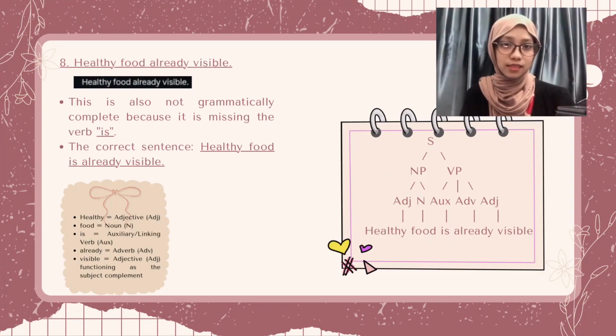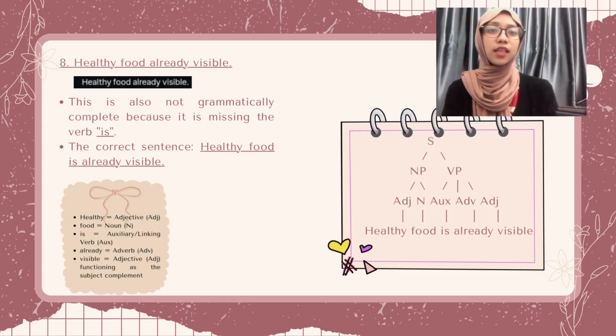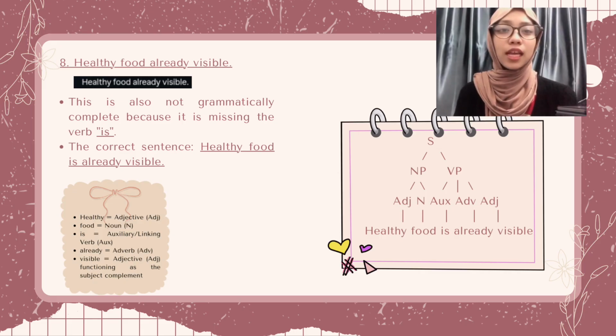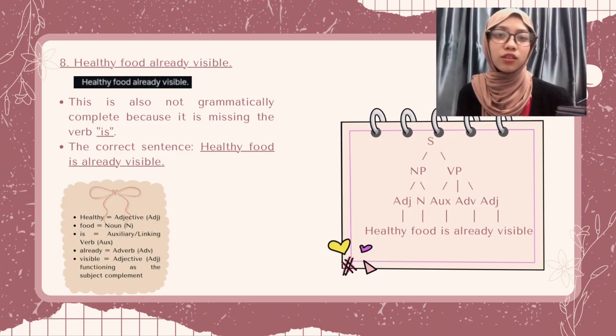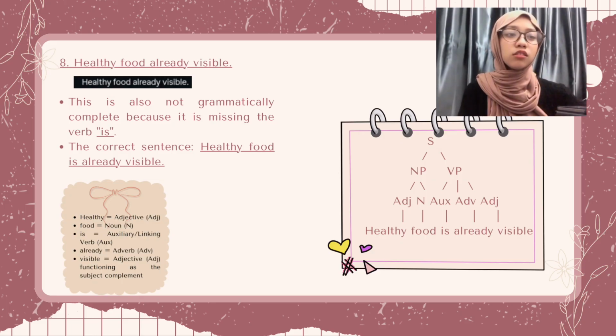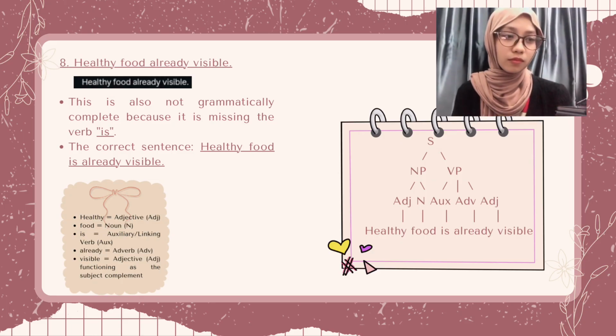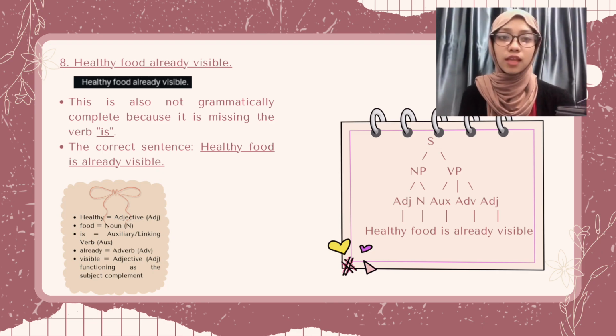For the last sentence from our caption, we have "healthy food already visible". This sentence is also incorrect because it doesn't have the linking verb "is". So the correct sentence is "healthy food is visible". Okay, so I will explain the sentence. What is the sentence? Is this independent or dependent? Okay, so I will tell you. The sentence is also a simple sentence because it contains one independent clause. The sentence consists of a noun phrase and a verb phrase.